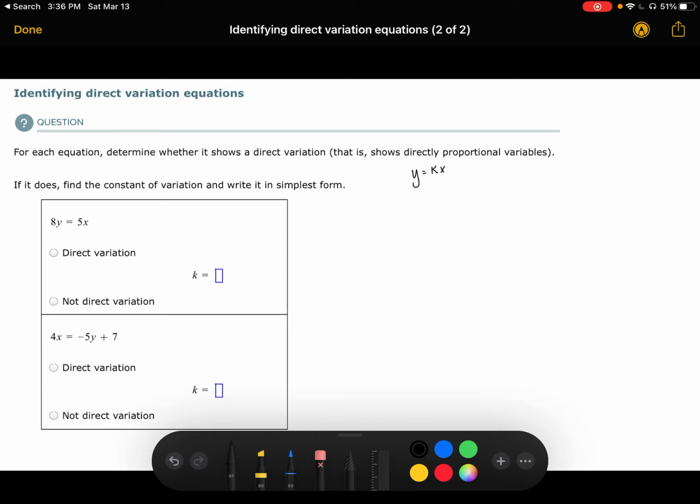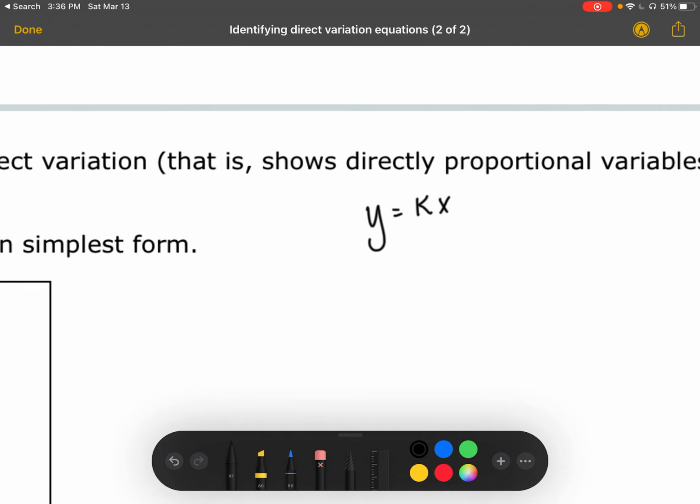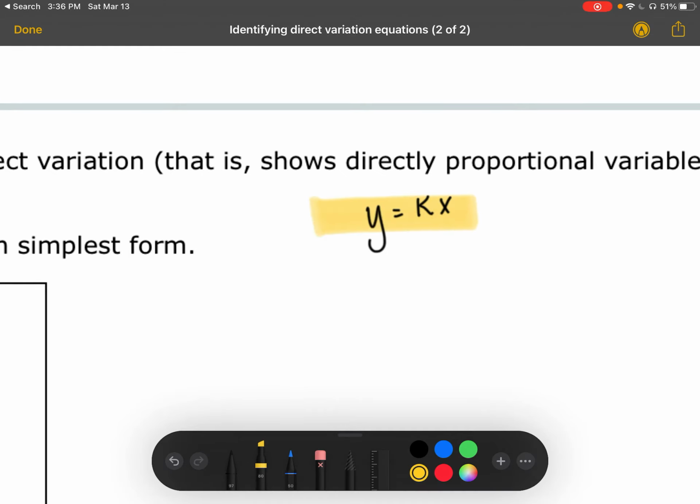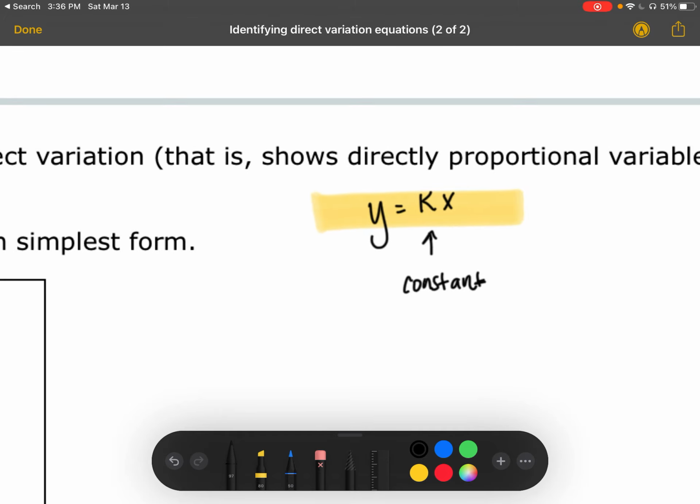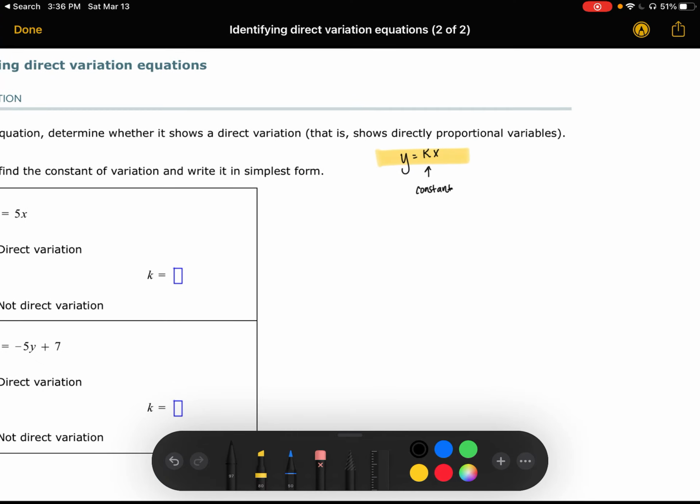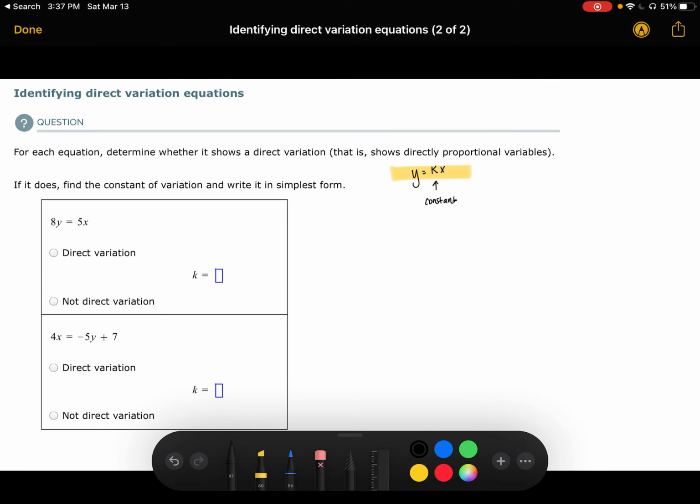Okay, so a direct variation equation is essentially always going to be in one set format, and that format is always going to be y equals kx, okay? Where k is your constant, meaning that value is not going to change throughout the equation. Anyway, so when you are looking at these equations, let's look at the first one.